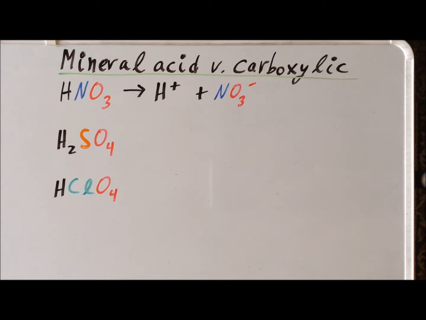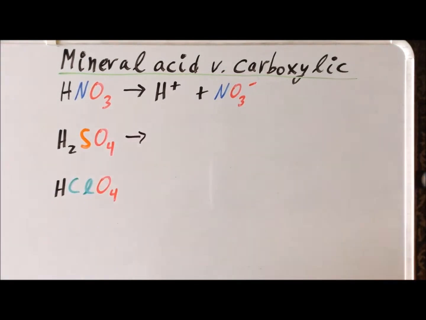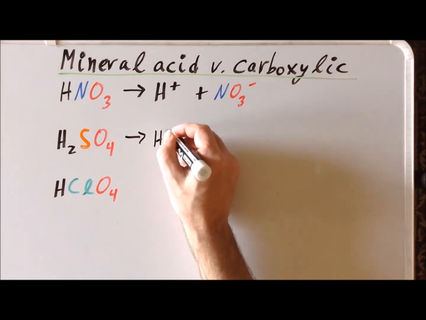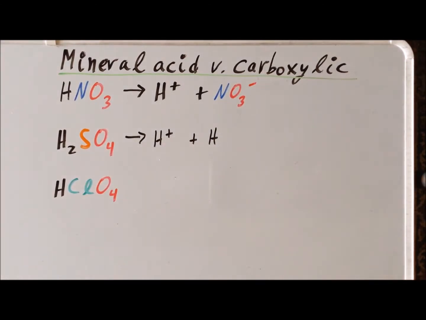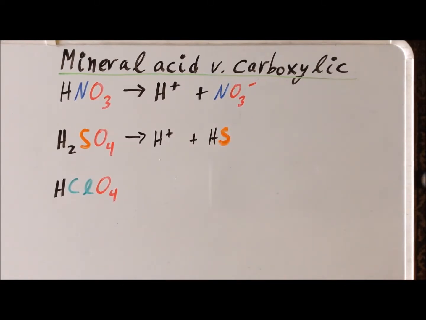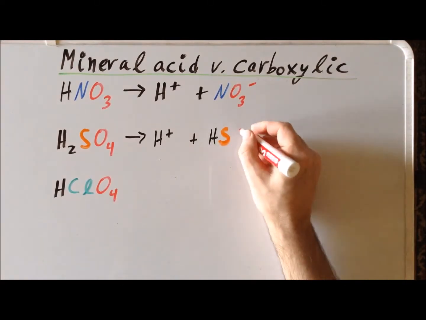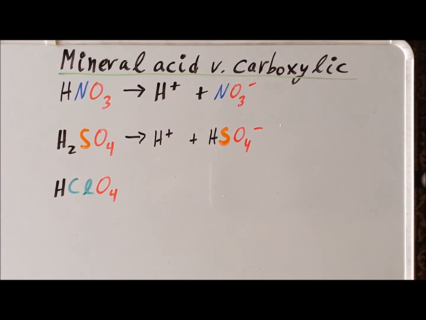Similarly, sulfuric acid in aqueous solution is a strong acid. It breaks up to give a proton, H plus, and also this HSO4 minus ion, which we call bisulfate ion. Therefore, bisulfate is the conjugate base of sulfuric acid, just as sulfuric acid is the conjugate acid of bisulfate ion.